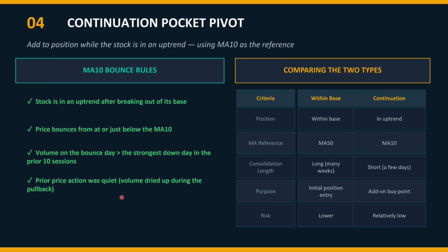The most important difference from a base pocket pivot, instead of using the 50-day MA as the benchmark, in an uptrend we use the 10-day MA. In a strong uptrend, strong stocks tend to respect the 10-day MA. Every pullback to it is followed by a bounce. That is a sign of strength.